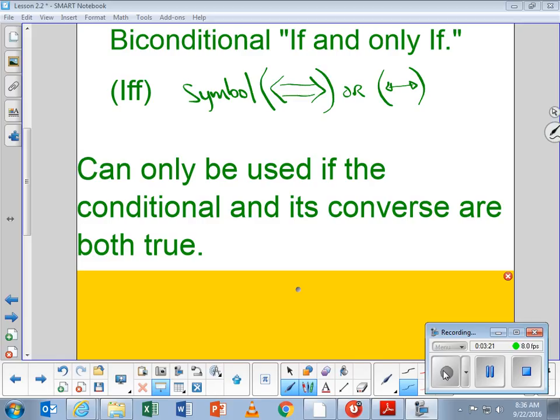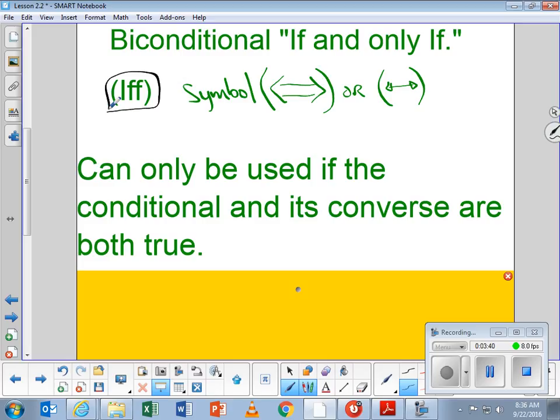Okay? When you're writing it in words, you can use IFF, which stands for if and only if. So you don't have to write it out. I know some of you get cramps in your hands and wrists from all the writing we make you do this unit. But you can abbreviate if and only if to IFF.